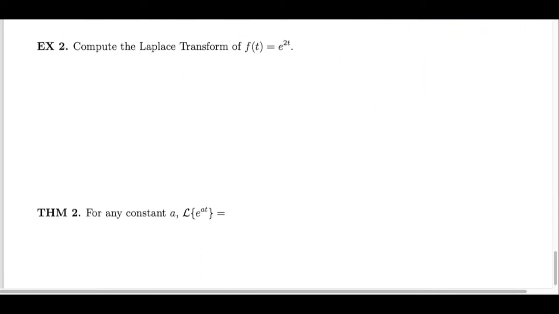All right, let's try another one. In example 2, we're asked to compute the Laplace transform of e to the 2t. And you'll notice that again, I've left myself room to generalize this specific result. So as I do these calculations, I'm going to keep track of this 2 and think of how the transform would change if there was another constant in that exponent.